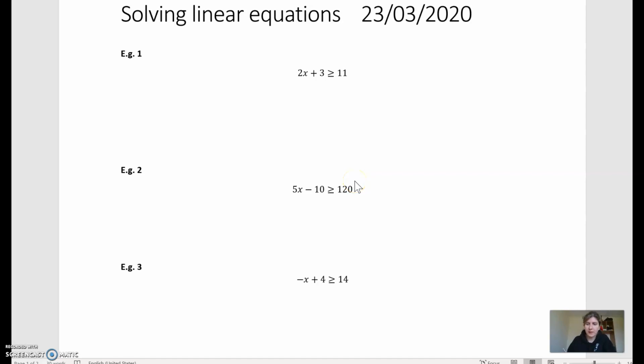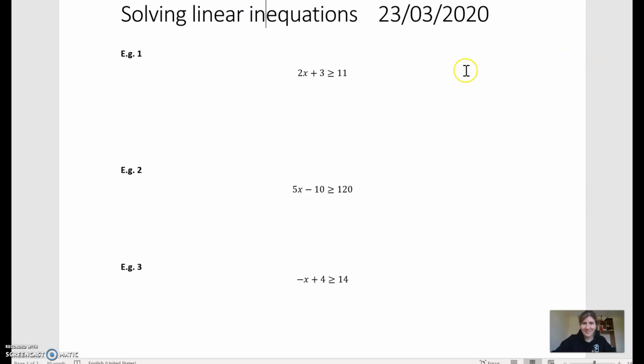Okay, so welcome back, and we're going to now look at solving linear equations. Sorry, I should say inequations, not equations, my bad. Sorry, just let me change that quickly. Inequations. All right, now we're looking at the right topic.